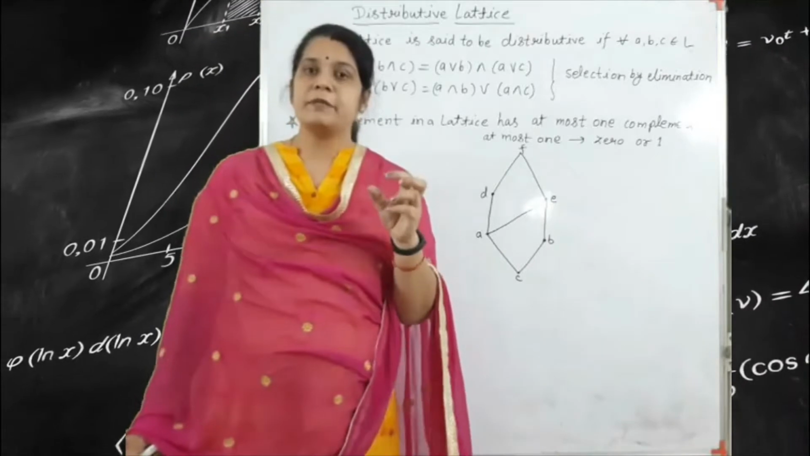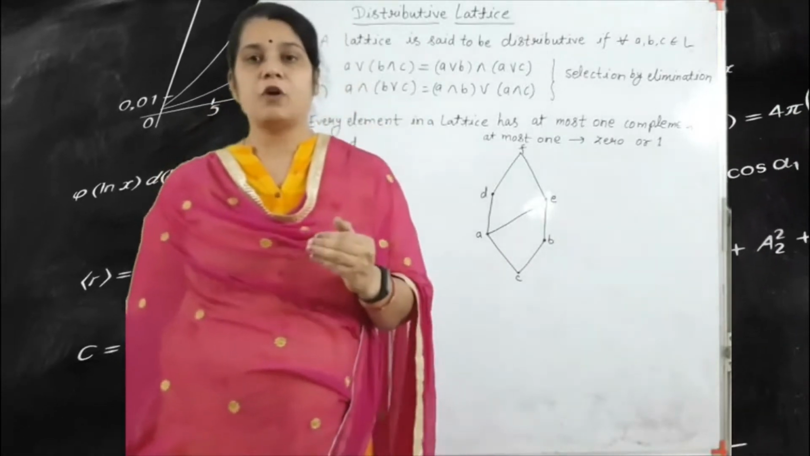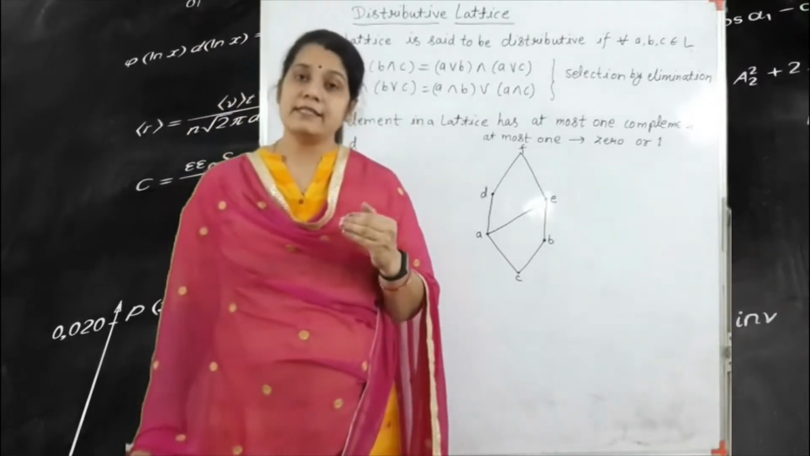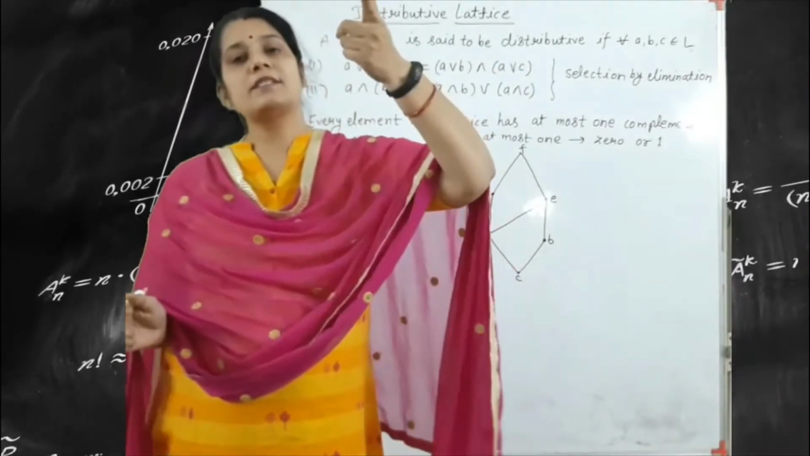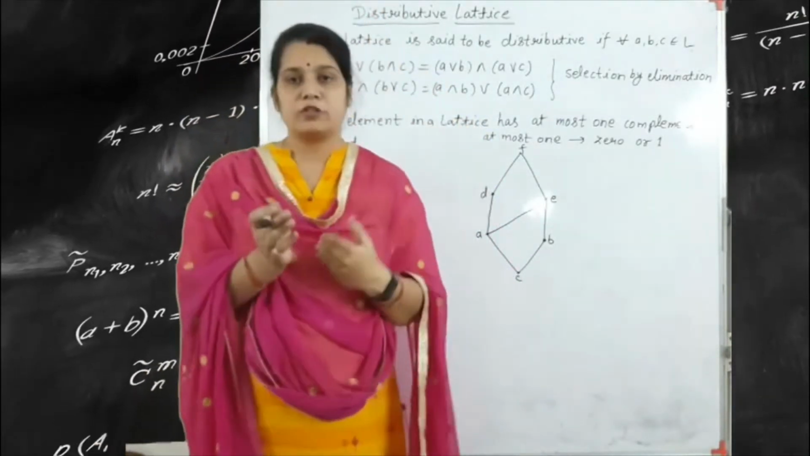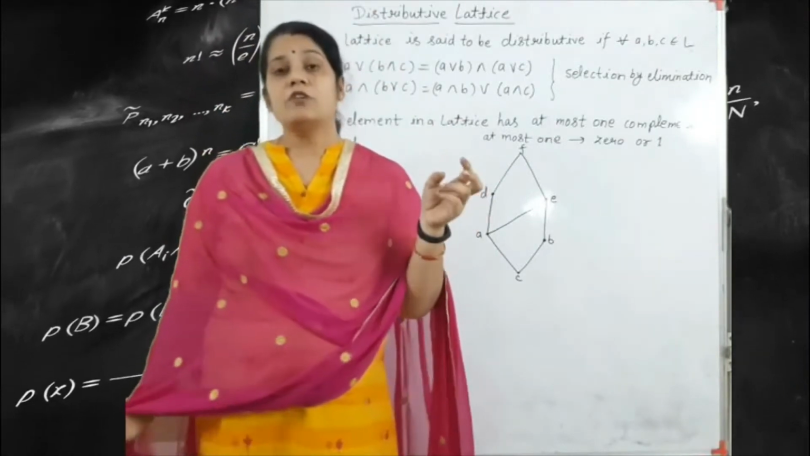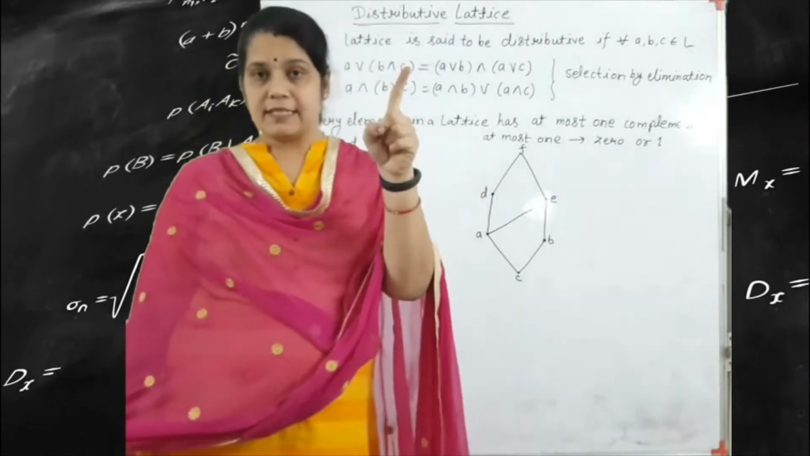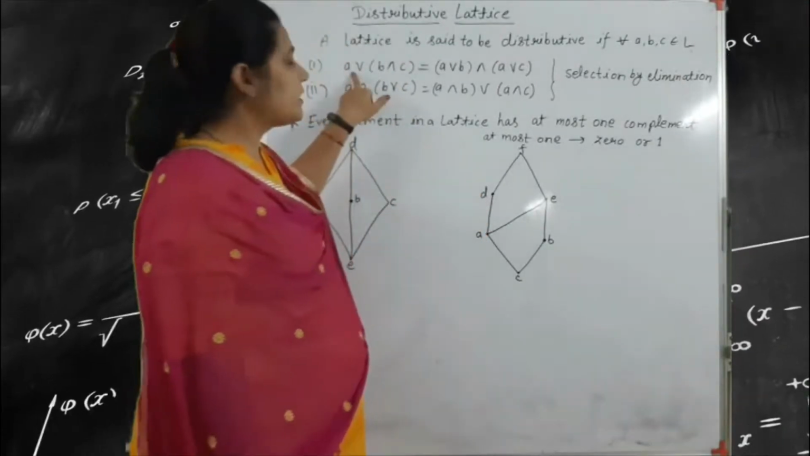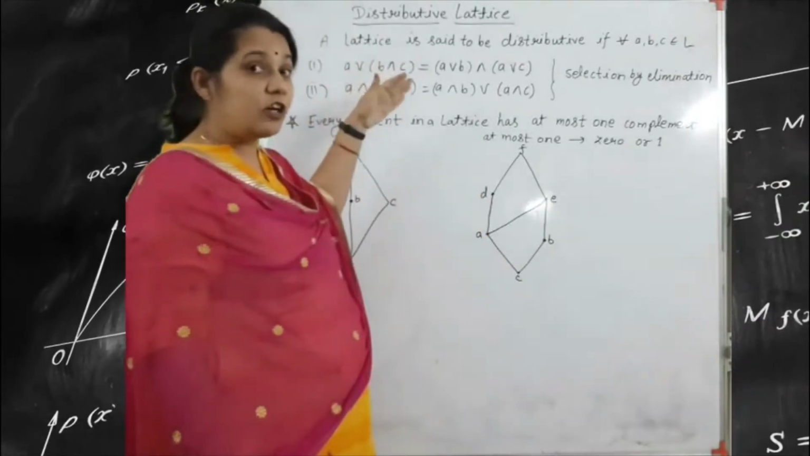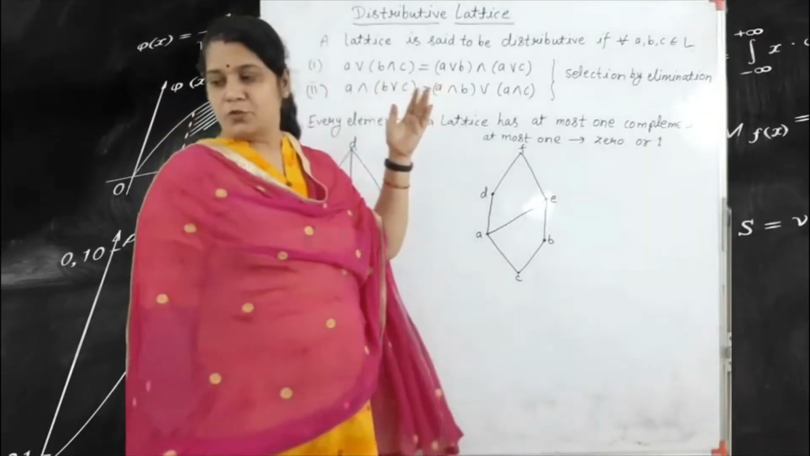Always keep in mind that the first point is very important. In a lattice, join is the top of the system and meet is the bottom of the system, and there is always a single top and a single bottom. The two conditions you have already seen in set theory. So what are the two conditions?